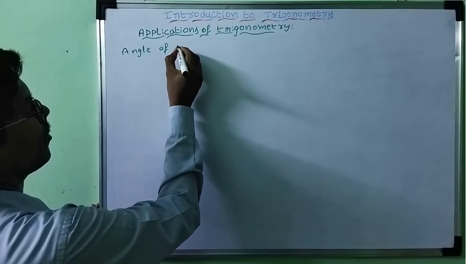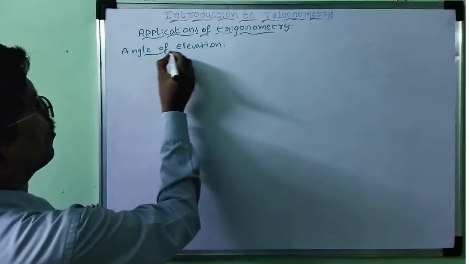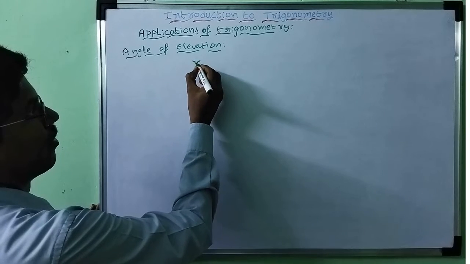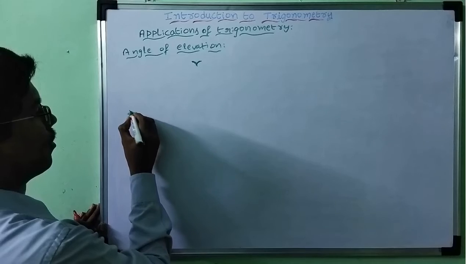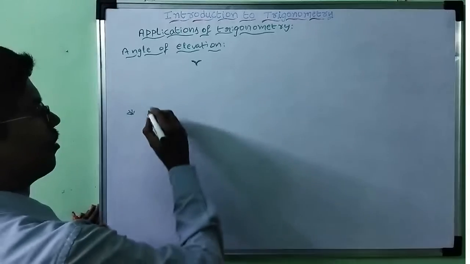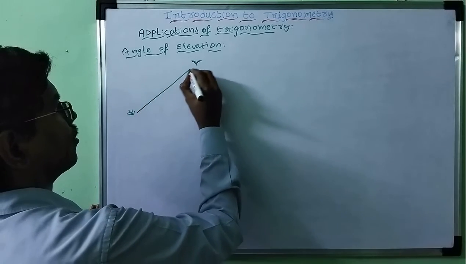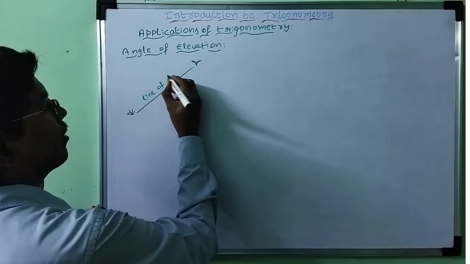Angle of elevation. So if there is a bird which is flying in the sky, and there is a person observing that bird from here. Now I am joining the eye of the observer and that bird. This line we are calling the line of sight. We must join these two.